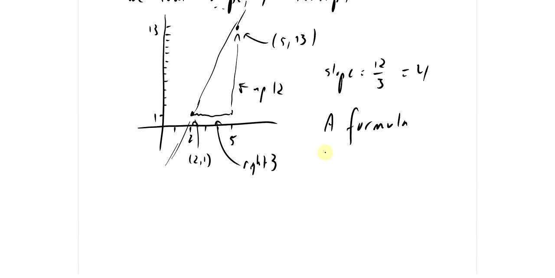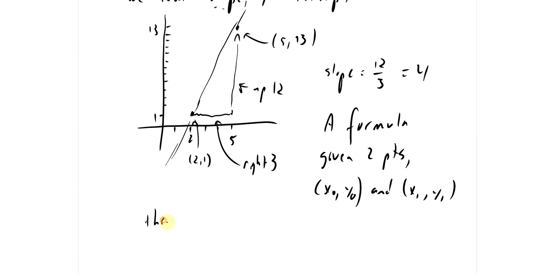If you're given 2 points, traditionally called x0, y0, and x1, comma, y1, and we'll make this look a little bit more like a 0. Then what's your slope? Well, y1 minus y0, that's the change in y, over x1 minus x0.